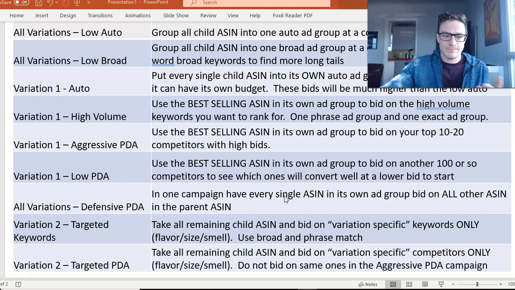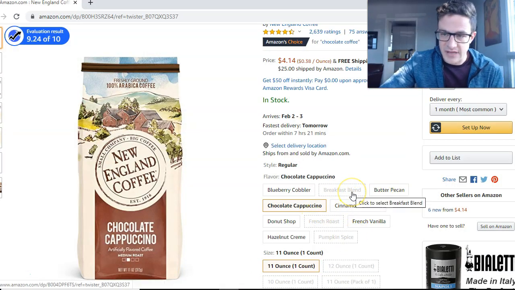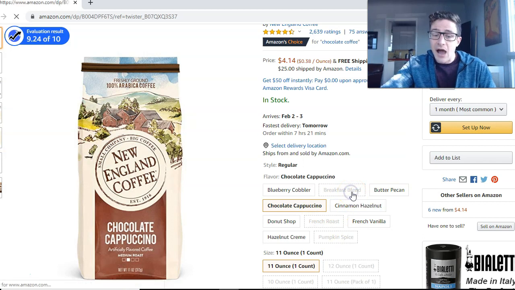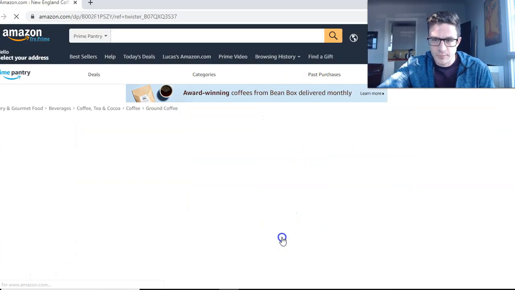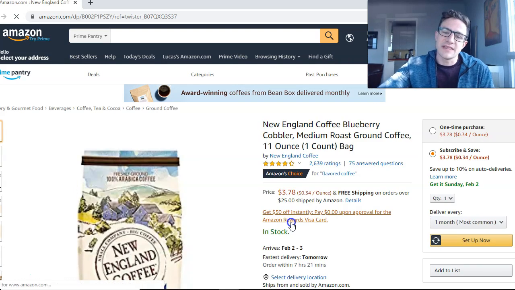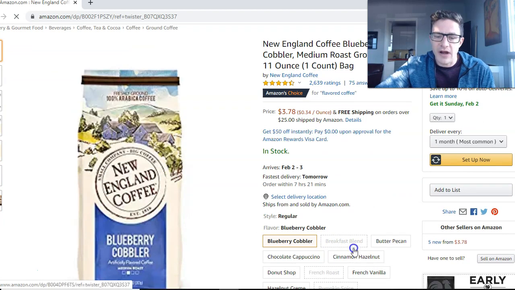So you're defending them. Now, variation 2, variation 3, variation 4, variation 5, up to variation 10, put them in their own manual campaign with targeted keywords. So this is what I'm talking about. You know your best seller is breakfast blend. That's what we're saying. Now, you want to go to blueberry cobbler and find all of the keywords that this is going to rank for that aren't high volume.